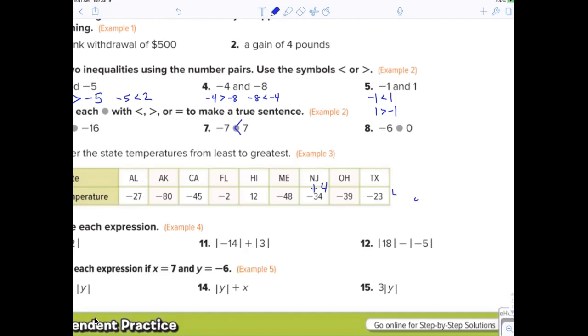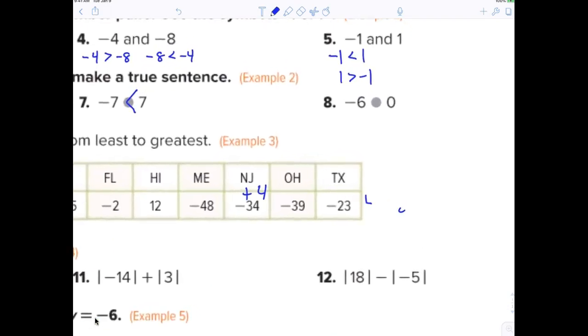Negative 6 is less than 0. Beautiful. Negative 6 is less than 0. Perfect.